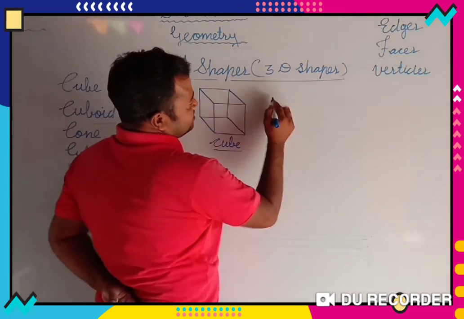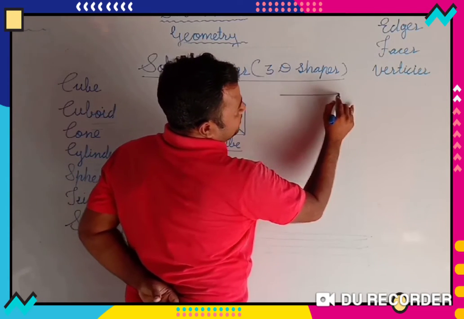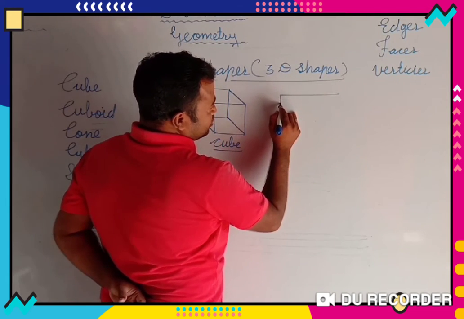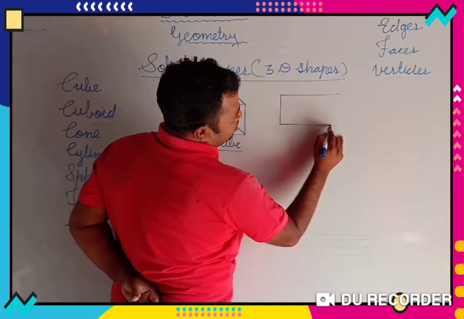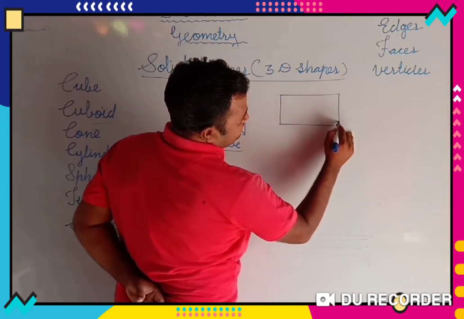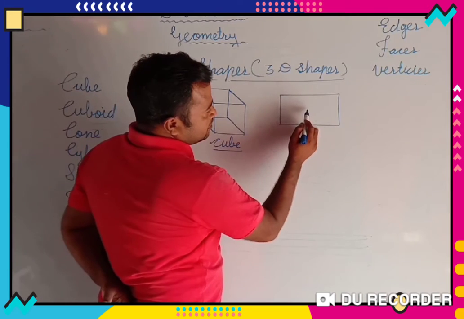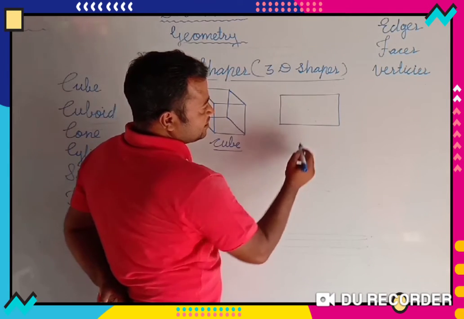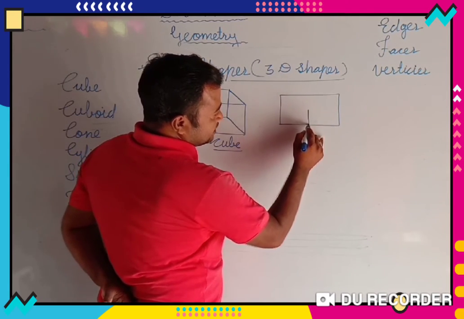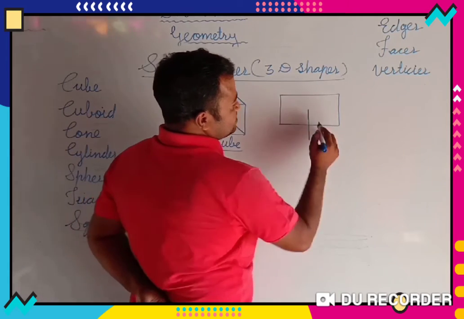Now let's understand another figure, that is cuboid. In order to draw a cuboid, you have to draw a rectangle. Right? Then follow the same steps. Mark the center of the rectangle and draw another rectangle of the same size.